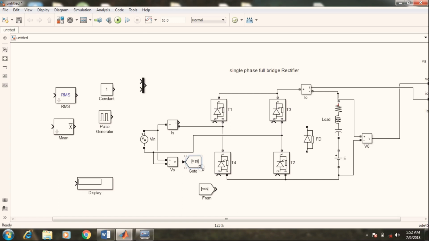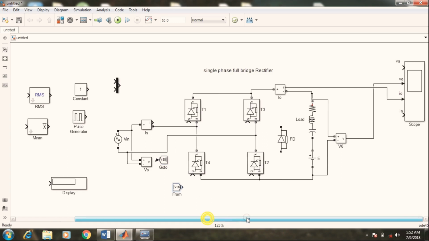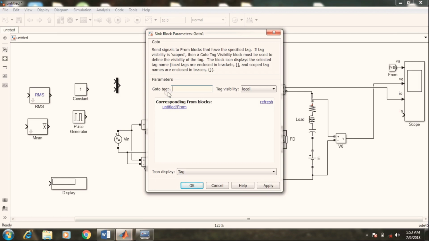Okay. So this seems to be large, so you can reduce the size. And this From block. So this Vs goes through this and it is received from here. And as this is receiving that Vs, you can connect this here. Okay, like this. Now Vs will go here and from there it is directly transferred to From and it will enter inside. So in the same way you can connect Is also. So control and copy it. And let the name be ISS.